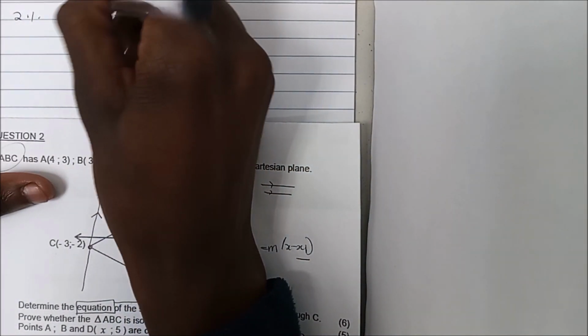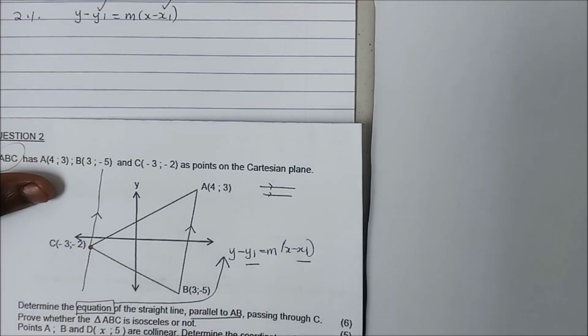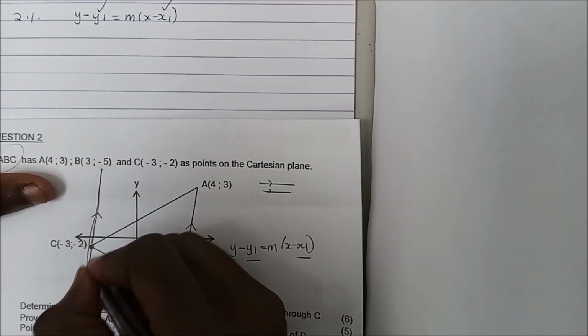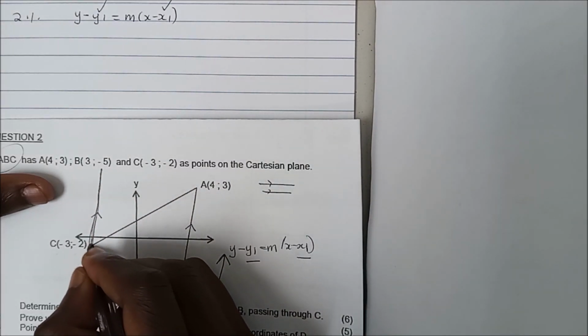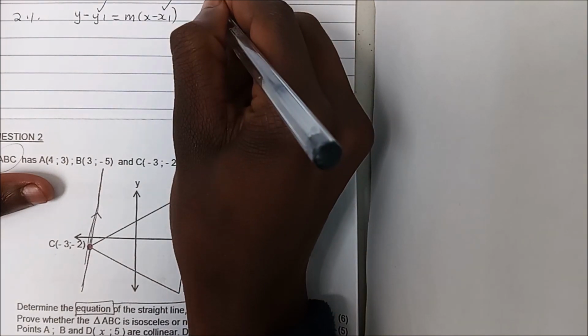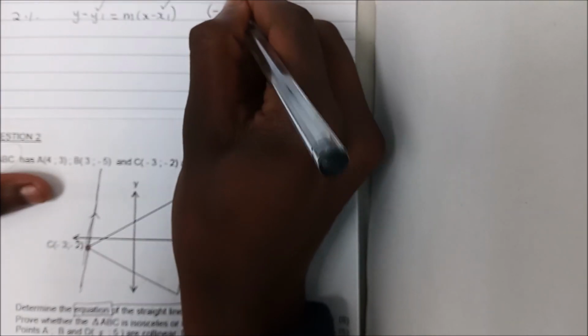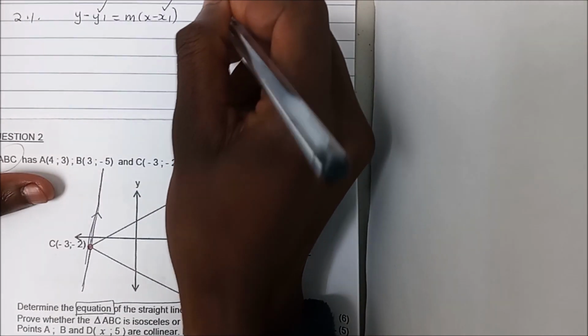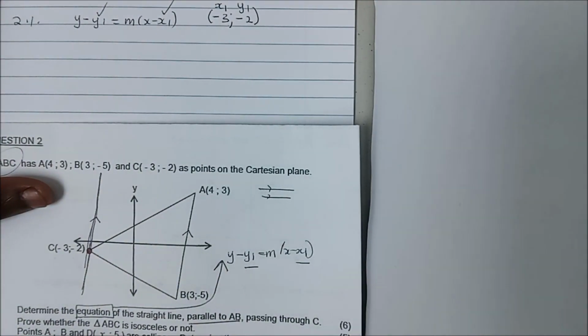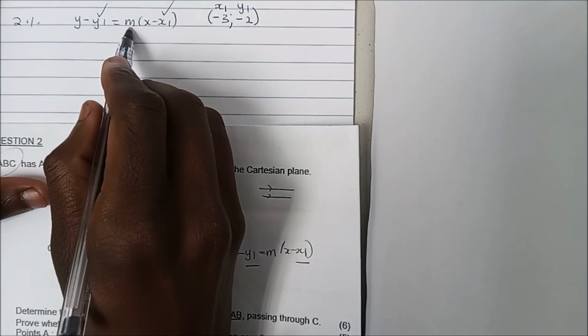So you know y1 and x1. Which point lies on this line? Obviously, we can see that's point C. So now you can highlight that point, which is -3 and -2, and this is going to be your x1 and your y1. Now we're missing the gradient.